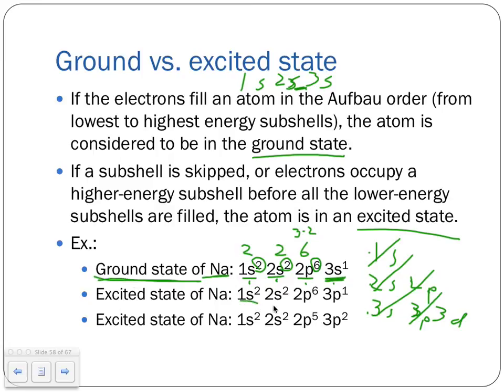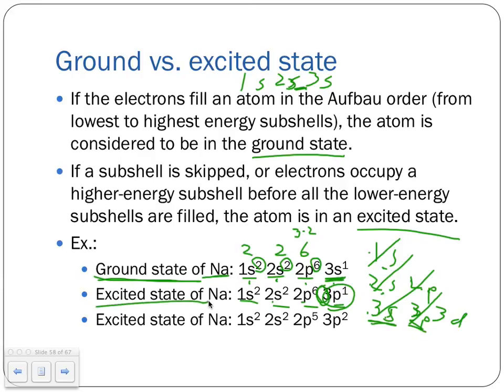On the next one, let's look. 1s, then 2s, then 2p, then 3p. So it says 1s first, then 2s is next, then 2p is next, then 3p, oh, not 3p, 3s should go next. So there's a 3s that's missing. It has skipped one of its subshells. And so because of the fact that it jumped to the 3p subshell without having filled up the 3s subshell first, which should be a lower energy than the 3p, this is an excited state.